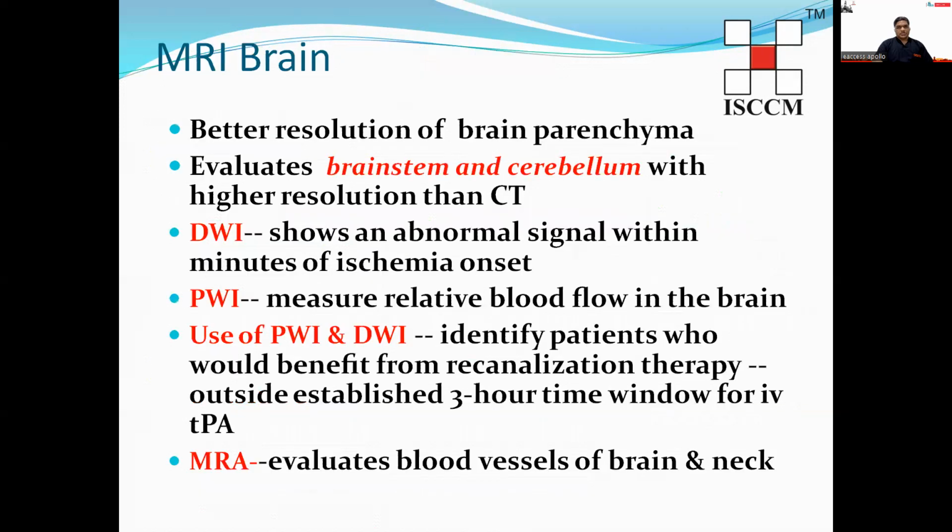MRI brain has better resolution of brain parenchyma and evaluates the brainstem and cerebellum with higher resolution than CT. DWI shows an abnormal signal within minutes of ischemic onset. PWI measures relative blood flow in the brain. Use of PWI and DWI identifies patients who would benefit from revascularization therapy outside the established 3-hour time window for IV tPA. MRA evaluates blood vessels of the brain and neck.